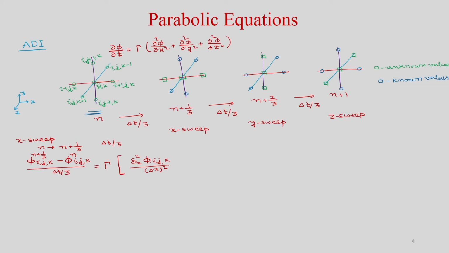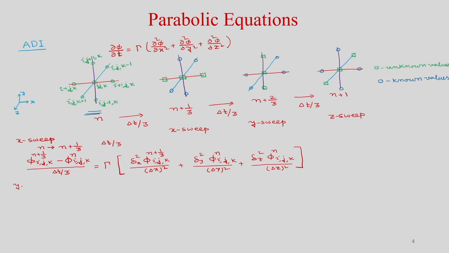Okay. So, what will be this time level? So, as we are doing x sweep, so obviously in x direction all these 3 points will be at time level n plus 1 by 3. Okay. Rest will be at n. So, delta y square phi I j k, so it will be at n divided by del y square, and similarly delta z square phi I j k, it will be also at n time level divided by del z square. Okay. So, now in x sweep, so you will get the value at phi n plus 1 by 3. So, now these are known.